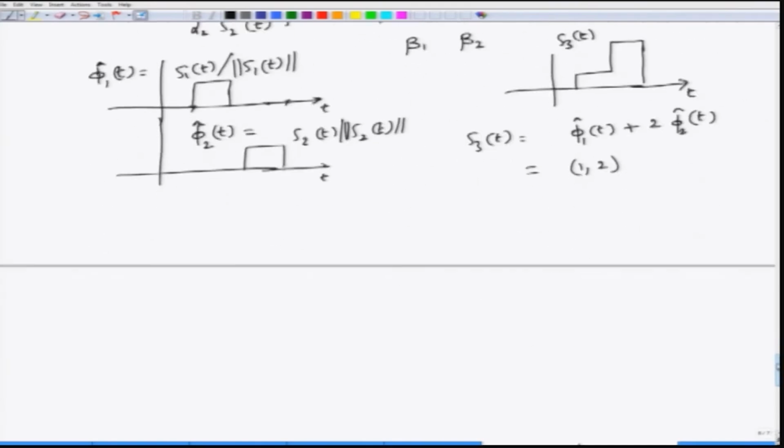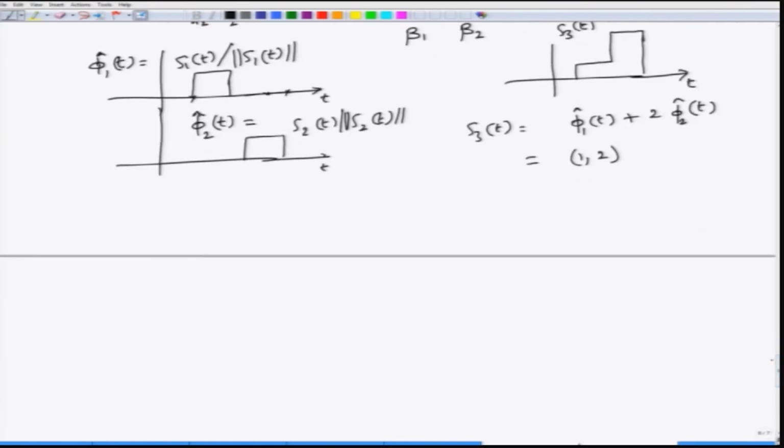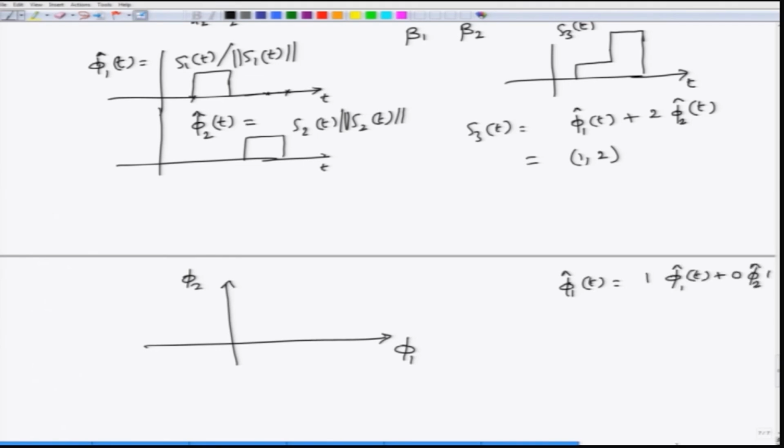So, in the phi 1 and phi 2 plane, if you imagine this as the phi 1 axis and phi 2 axis, we will drop the time notation because phi 1 of t itself can be written as 1 times phi 1 of t plus 0 times phi 2 of t. So this can be written as, well, let us not go this way, this is not the correct way to write it.